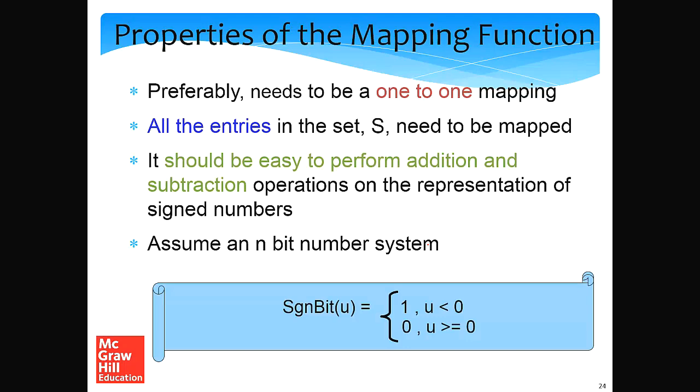So let's now take a look at the properties of the mapping function. Preferably we need a one-to-one mapping, which means that a given signed number has only one binary representation. Also, all the entries in the set S should be mapped. It should be easy to perform arithmetic operations on them, such as addition and subtraction. These are our three main assumptions.